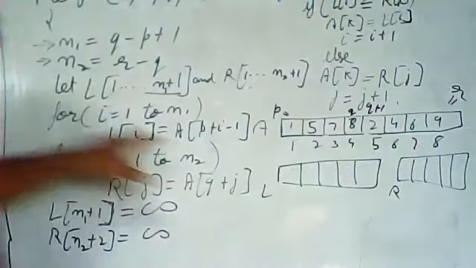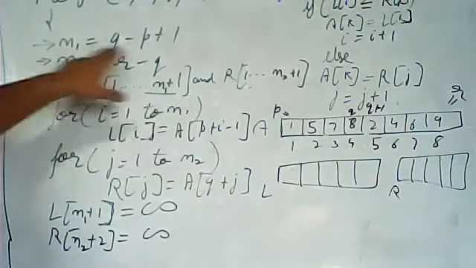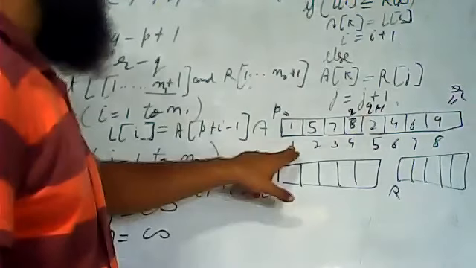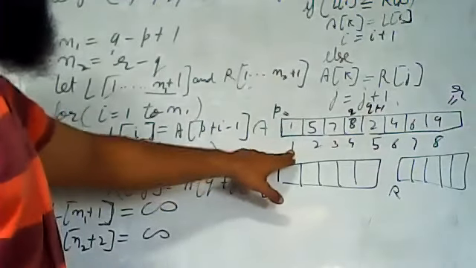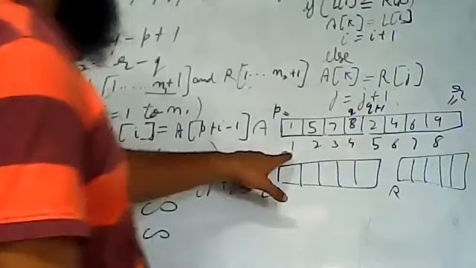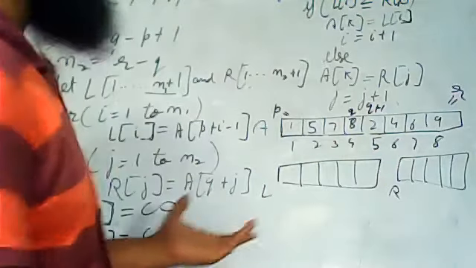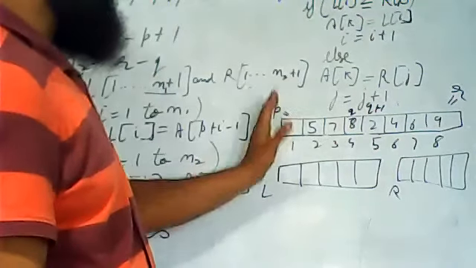What is the length of this right sub array? N1 plus 1. What is N1? P minus Q. What is P here? P is 1, index is 1. And Q is 4. So 4 minus 1 will be 3, 3 plus 1 will be 4. So we have calculated the length from starting to the middle.